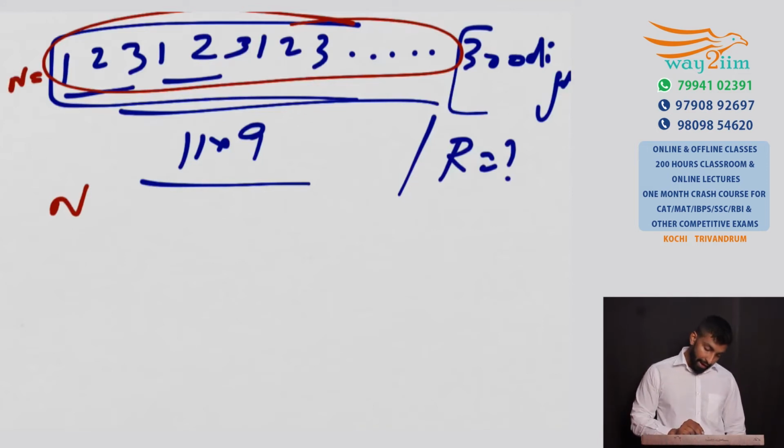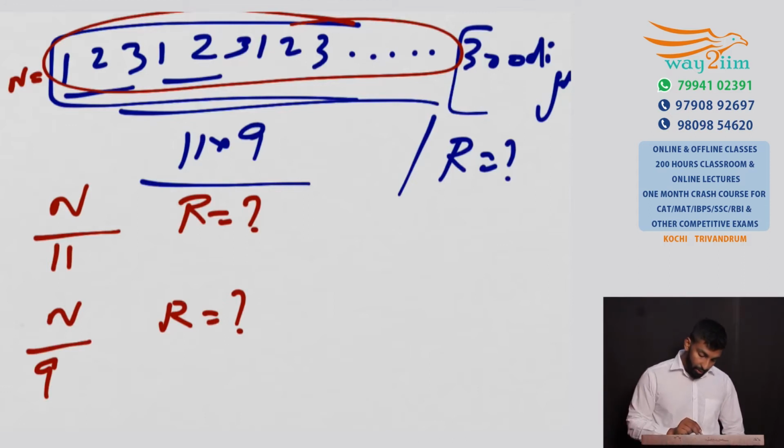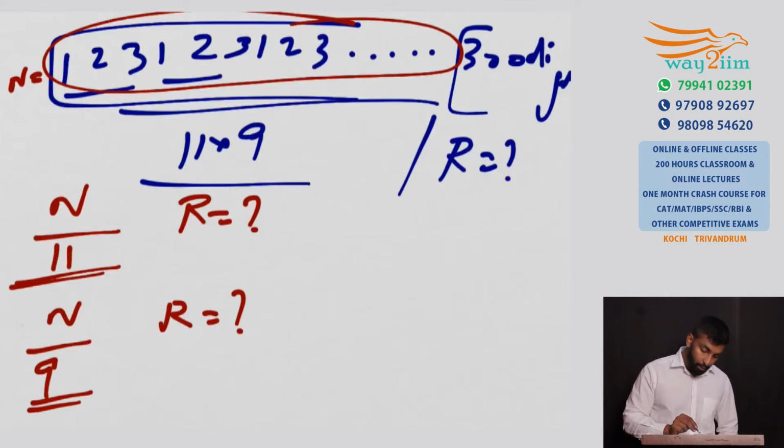You divide n by 11, see what is the remainder. Then you do n by 9, then see what is the remainder. So here you get one remainder, here also you get one remainder. Based on that, you will find a smaller number but a similar number which satisfies both the conditions. Let's see how you're going to proceed. So let's do this step first.